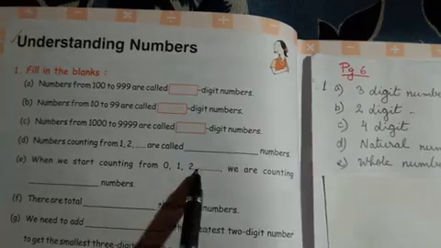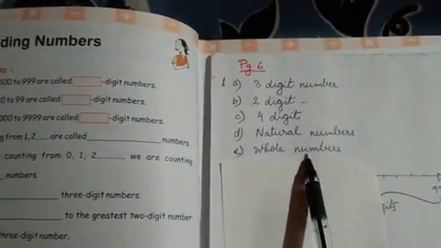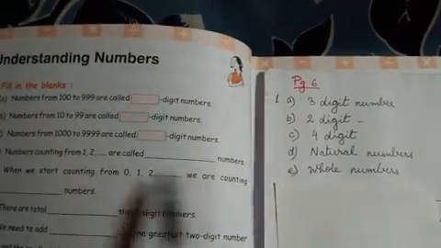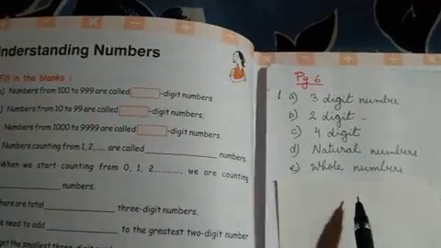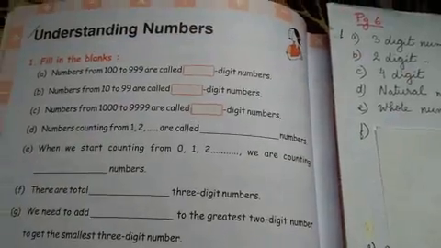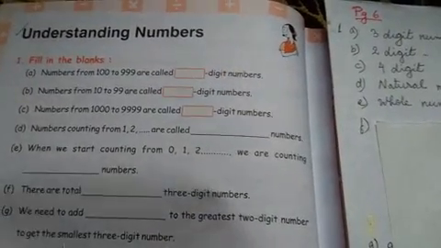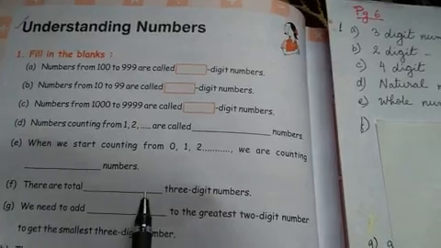But when we count from 0, we call them whole numbers. When we count from 1, we call them natural numbers, and when we start from 0, they are called whole numbers. Now the next question, question number F, says there are total dash 3-digit numbers.